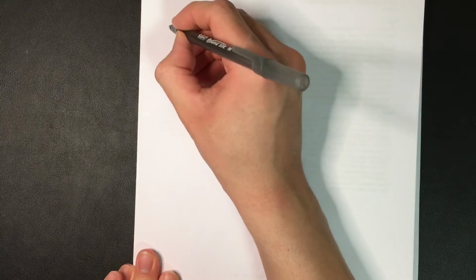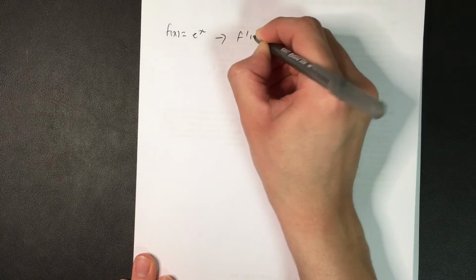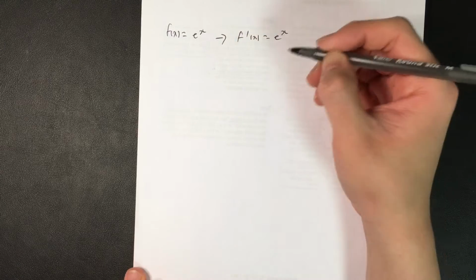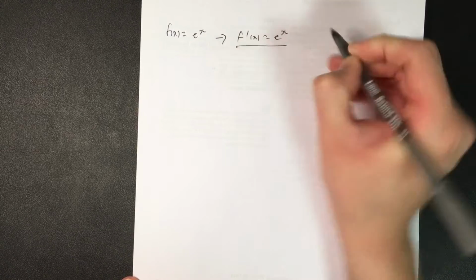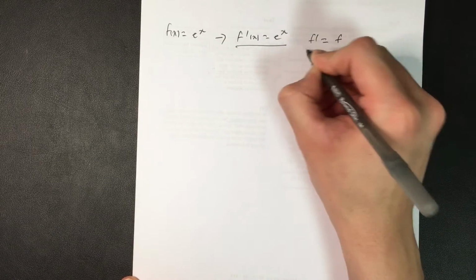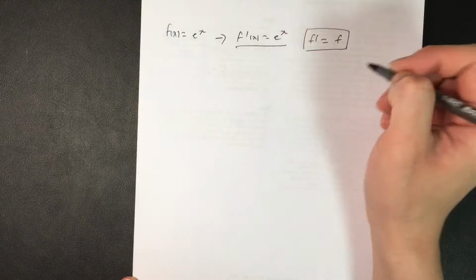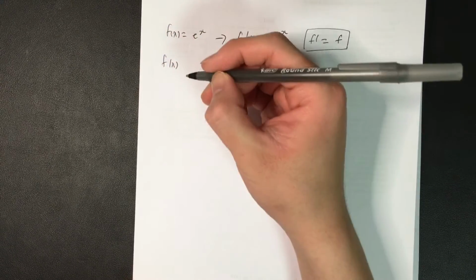So the next example is f of x equals e to the x. In this case, f prime of x is also equal to e to the x. Now this is an interesting function because the derivative of that function equals that function, which is not that common. And the next is trigonometric functions.